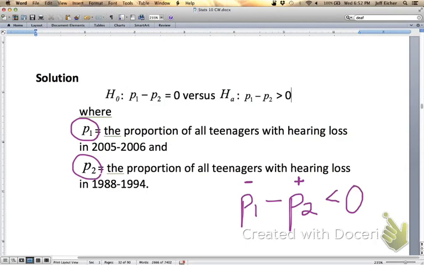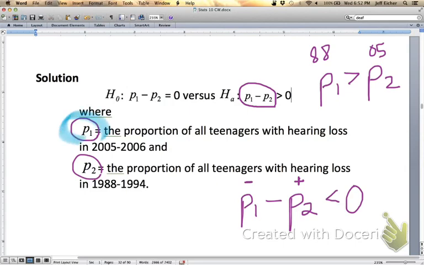So although on the previous slide I said increased would be greater than 0, you have to be very careful how you're subtracting the two. It would become even more evident if you read it like this. If P1 is the earlier study, this is saying teen deafness has actually decreased because in 88 it was bigger than 05. So the moral of the story is be careful how you define the parameters and how important it is to define your parameters in picking the correct inequality sign.